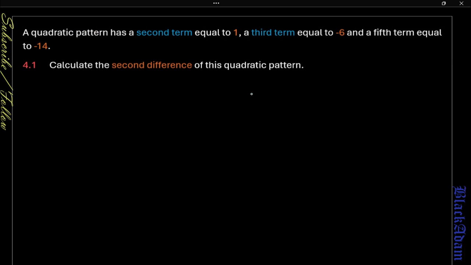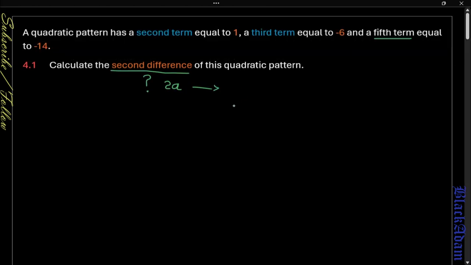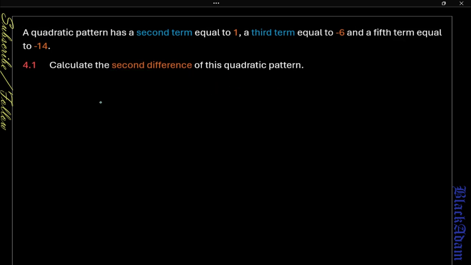Welcome to mathematics. In this quadratic pattern, we're given that the second term is equal to 1, the third term is -6, and the fifth term is -14. We don't know the second difference, but we know that it is 2a. Tn is equal to an squared plus bn plus c. That's a quadratic equation, and that's why it's a quadratic pattern.